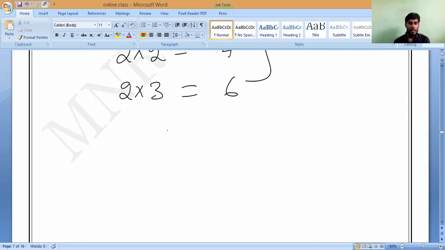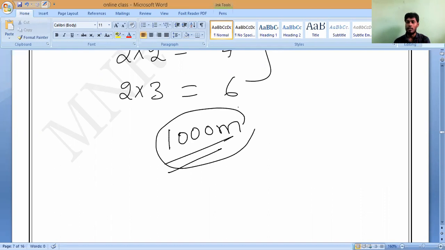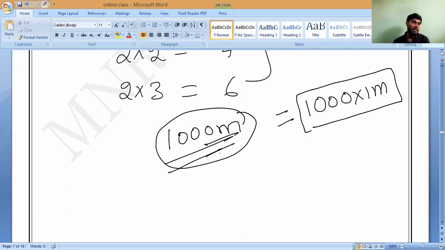Suppose I'm having 1,000 meters. Lohit will say, I have 1,000 meters of cloth. And Narayan will say, which is equal to what? 1,000 into 1 meter. Can I write like this? Now Santosh will say that I'm having 1,000 into 1 meter, but Lohit will say 1,000 meters of cloth. Are both equal or not? Yes or no?